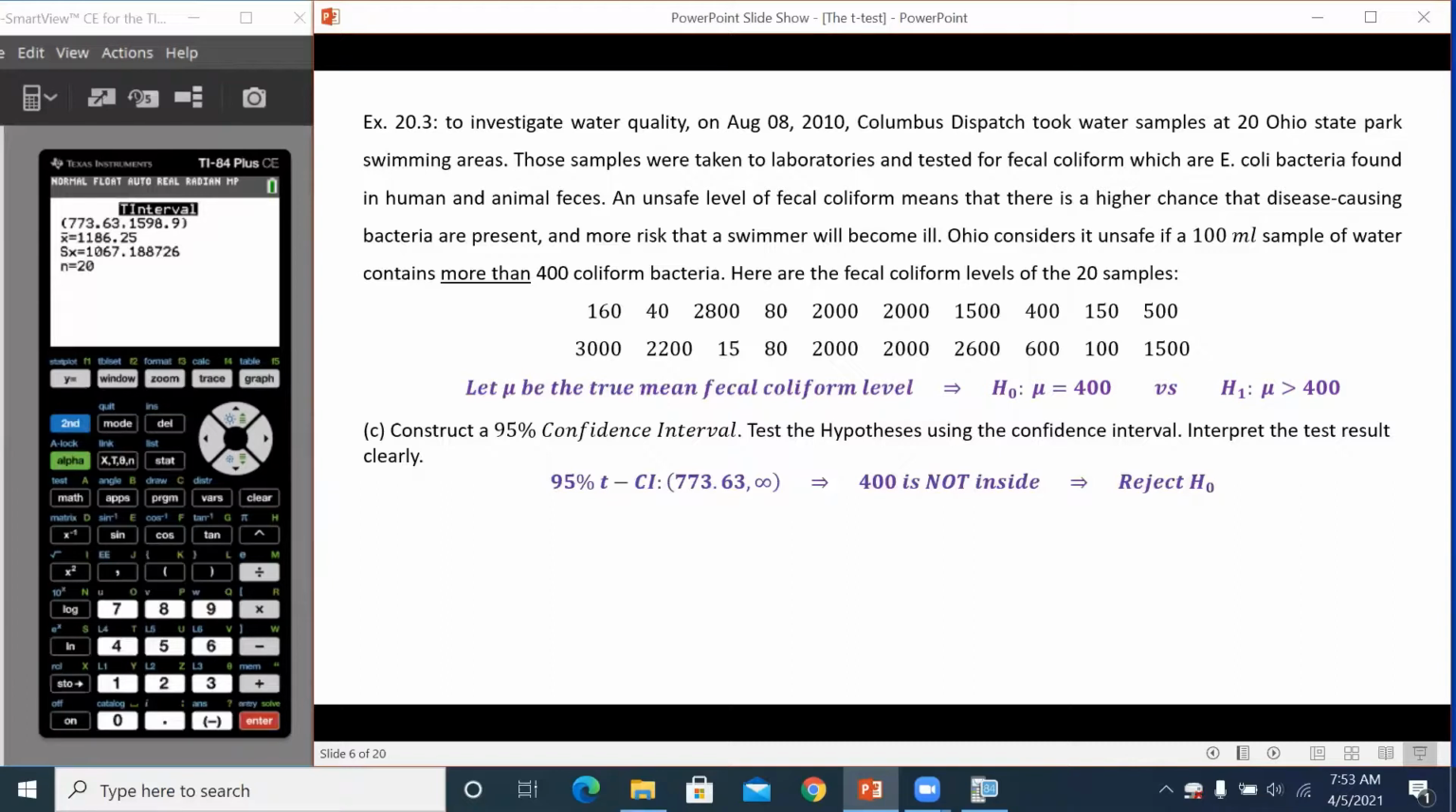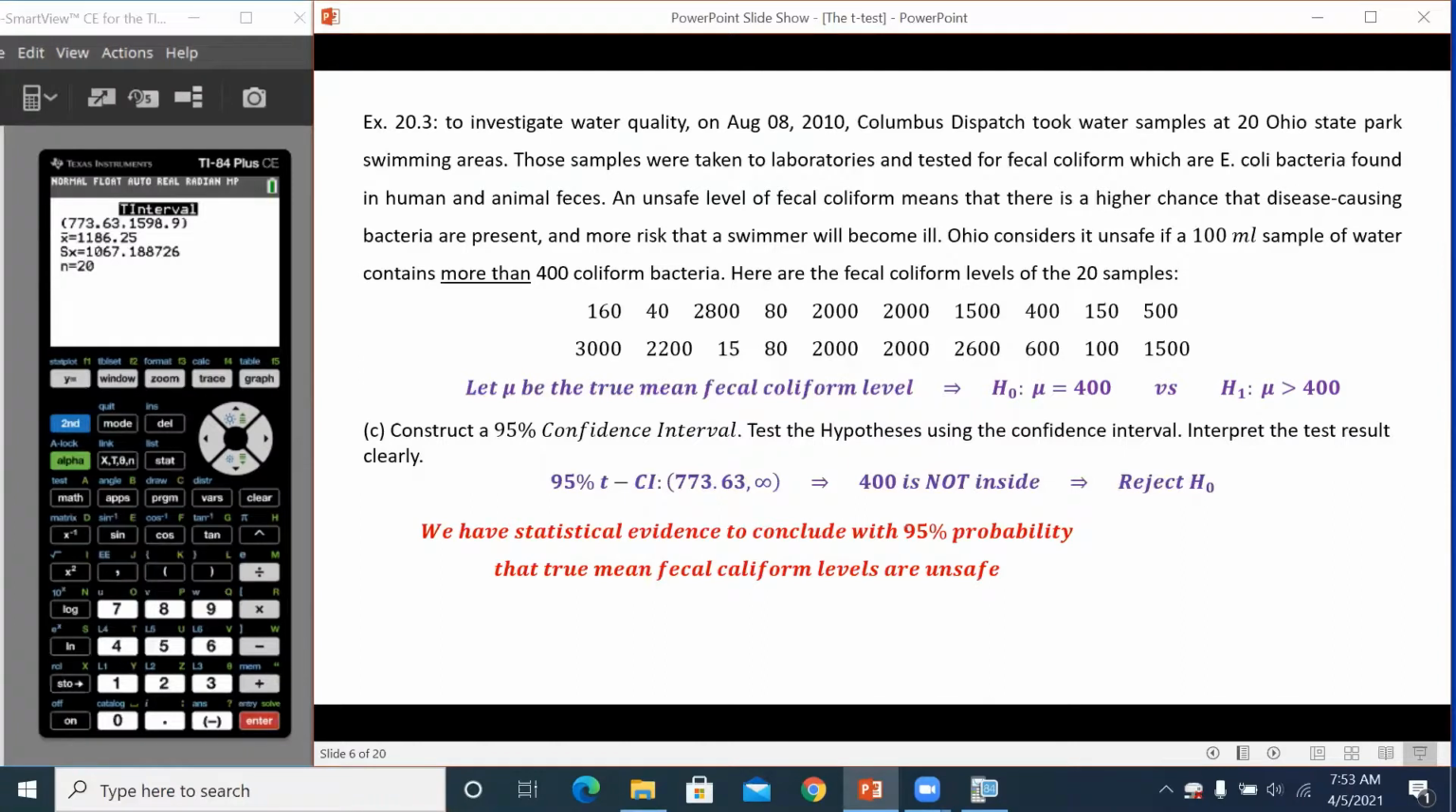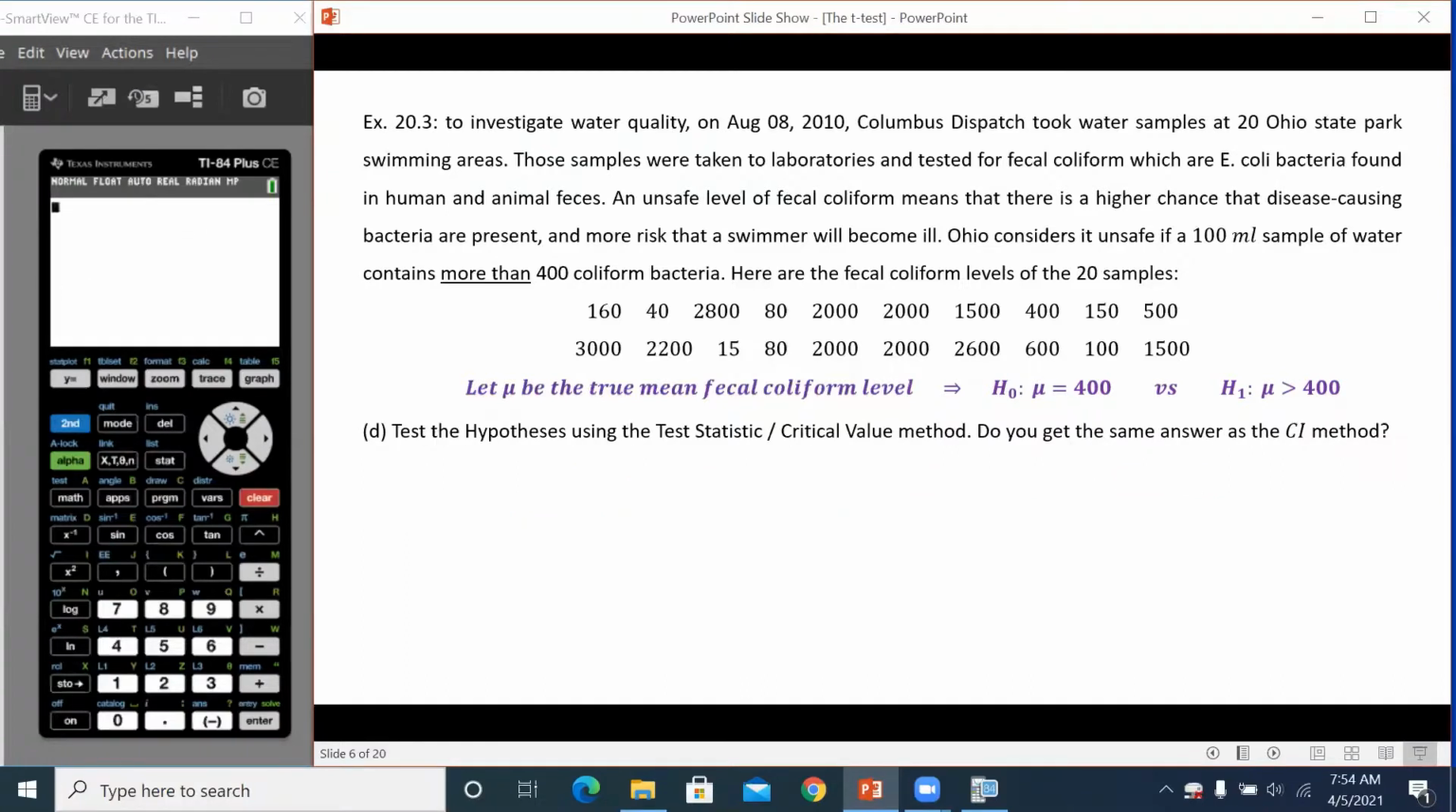All right, since we reject the null hypothesis, how can we interpret the test findings? Rejecting the null hypothesis means our data support the alternative hypothesis. So we say that we have statistical evidence to support the alternative hypothesis. Well, we have to mention the probability used, which is 95%. Also, the alternative hypothesis should be written in words so that someone who is not familiar with the statistical terminology can understand. So we say we have statistical evidence to conclude with 95% probability that the true mean fecal coliform levels are unsafe.